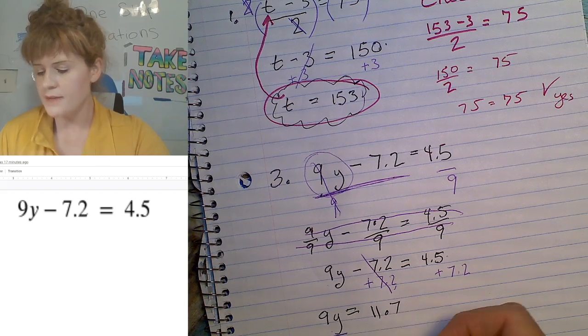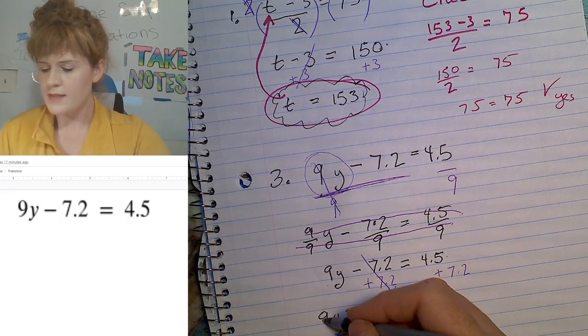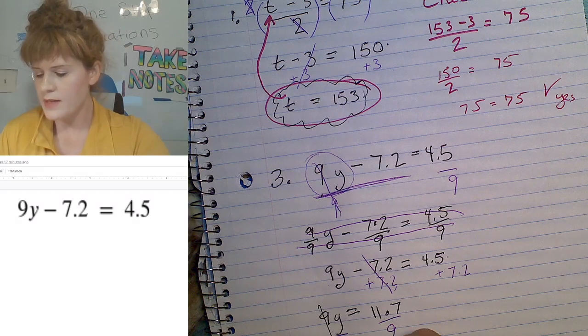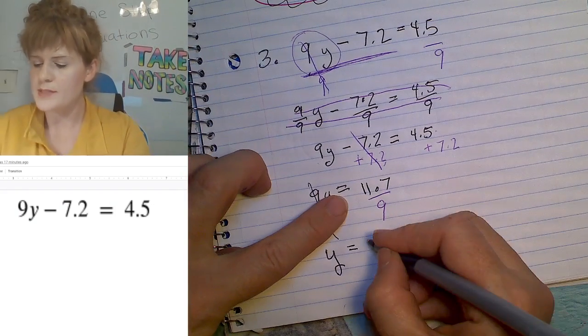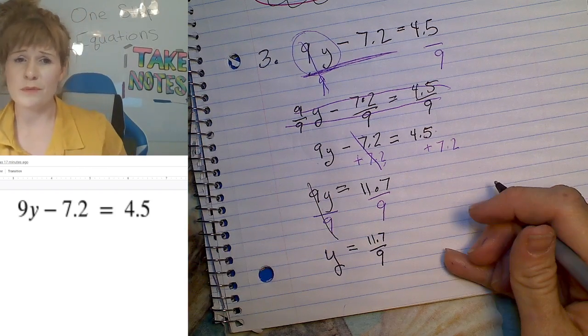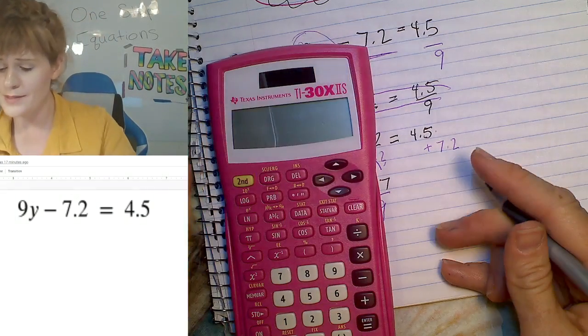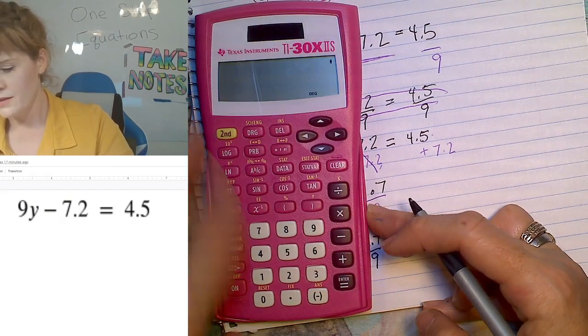Divide the left side by 9, divide the right side by 9, and these 9's cancel out, and I'm left with y equals 11.7 divided by 9. I don't even want to deal with fractions and decimals. I'm going straight for my calculator, and you should too.